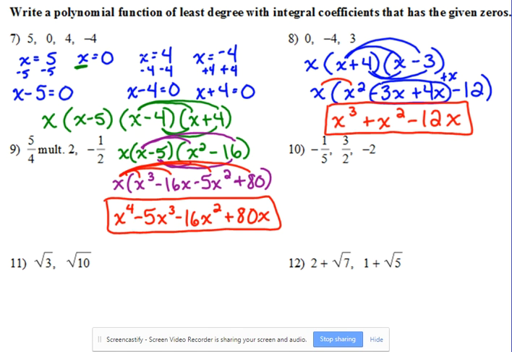Now, if we look at something like the ones that follow, 9, 10, we've got fractions, okay? 9 also has this idea of something called multiplicity. That's what that MULT stands for. It's multiplicity. All that is a fancy word of saying that that is an answer twice. Okay, that's an answer twice.